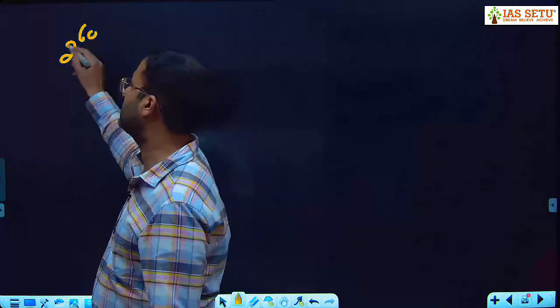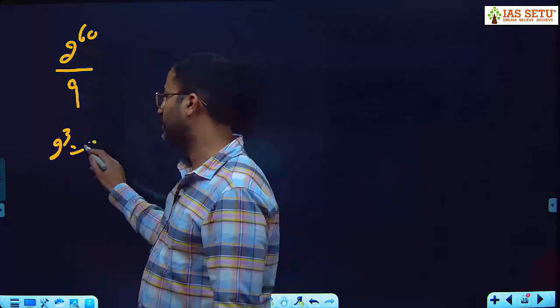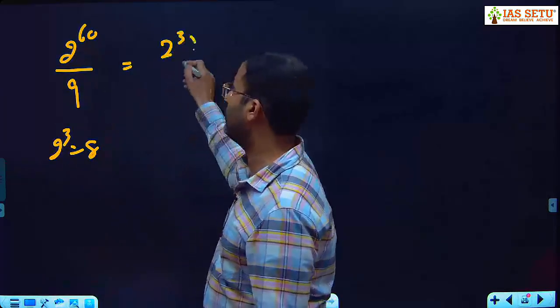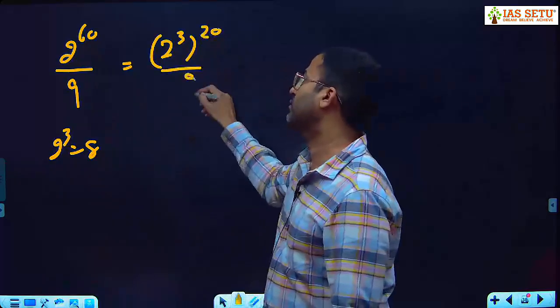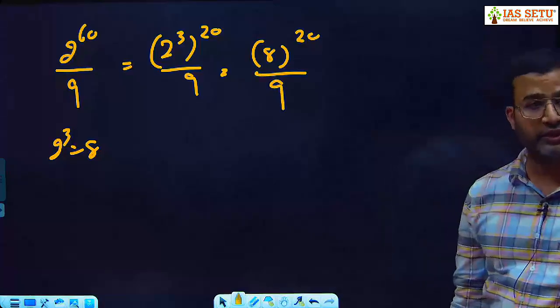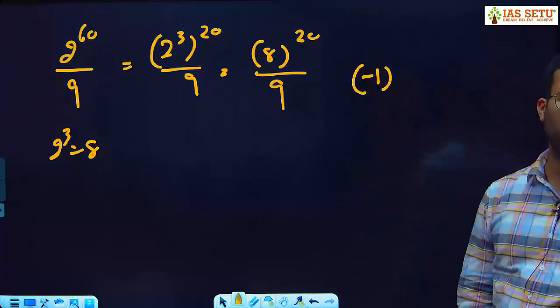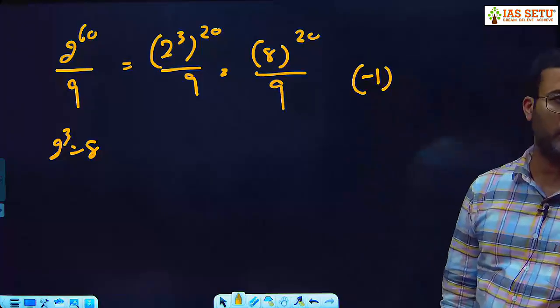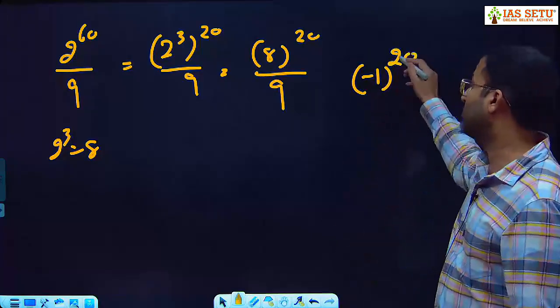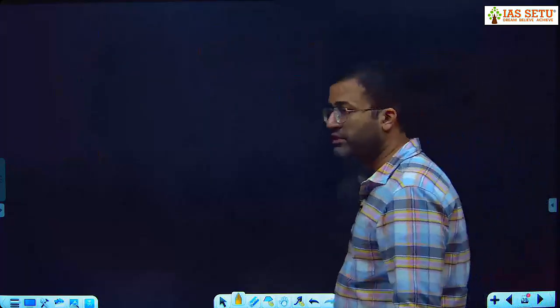2 to the power 60 divided by 9. 2 to the power 3 is 8. So we write it as 2 to the power 3, bracket 20, divided by 9. 8 to the power 20 divided by 9. 8 with respect to 9 gives remainder minus 1. We use negative remainder here. Either we use plus 1 or we use minus 1. Minus 1 to the power 20. Answer is plus 1. Remainder theorem 5 is a factual thing.